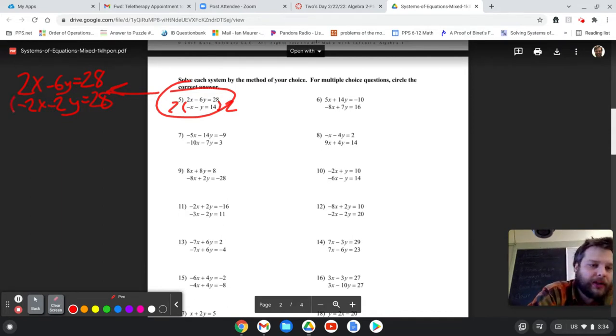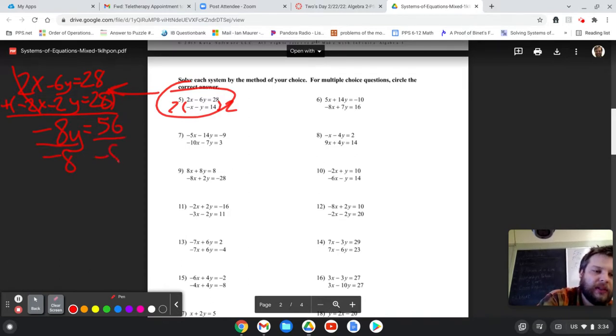Now that I see my two equations both have two x's in them, I notice the bottom is positive and the top is negative. And a positive plus a negative makes 0. It eliminates. So I'm eliminating the x's by adding my two equations together. Negative 6 plus negative 2 makes negative 8. 28 plus 28 makes 56. Then I divide both sides by negative 8, and I get y equals, what is that? 7. Yep. So I get negative 7.